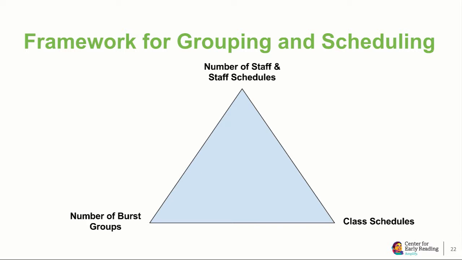In our framework for grouping and scheduling, there are 3 things that need to be in balance to have a good program: the number of staff and their schedule, class schedules, and the number of burst groups. Those 3 things are what you need to optimize on. The best schools take the number of burst groups as a given, as in the number of burst groups would be fixed, and change staff and class schedules to keep things balanced. Let's take a closer look at what that means and how these interact with one another.